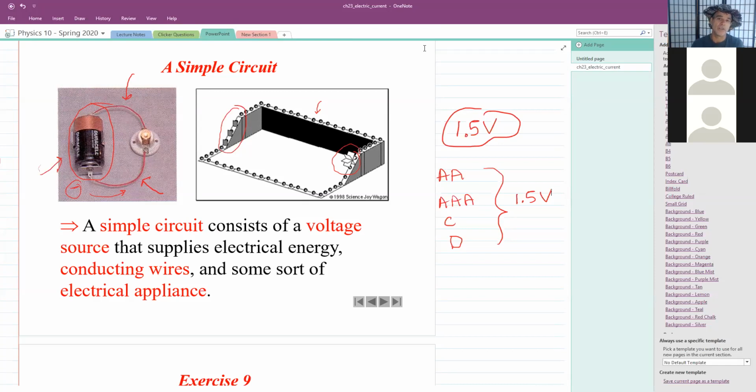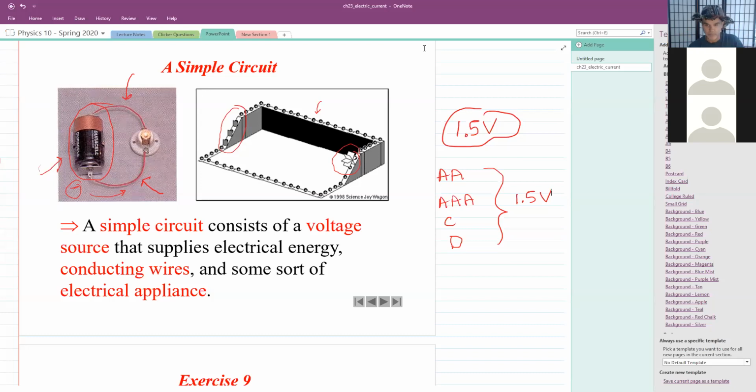A D battery just, in a sense, stores a lot more energy than a AAA battery, but they're still providing the same potential difference. So AA, AAA, C, and D batteries, those are 1.5 volt batteries. A 9 volt battery is a 9 volt battery.